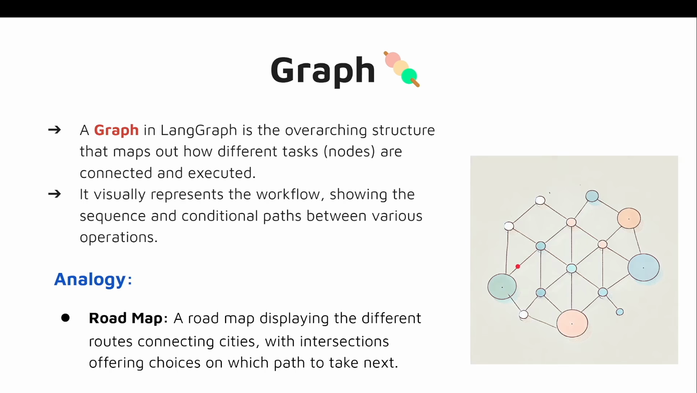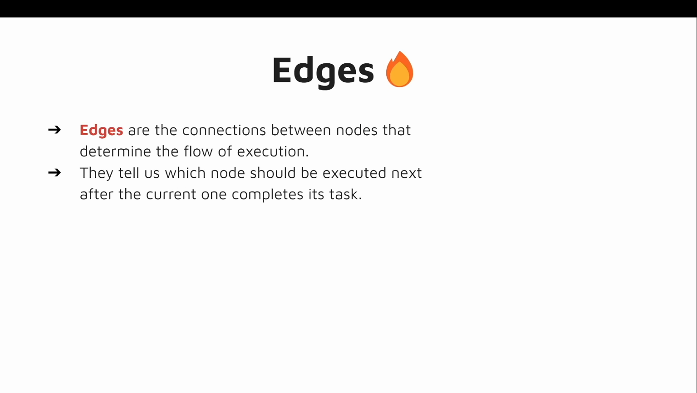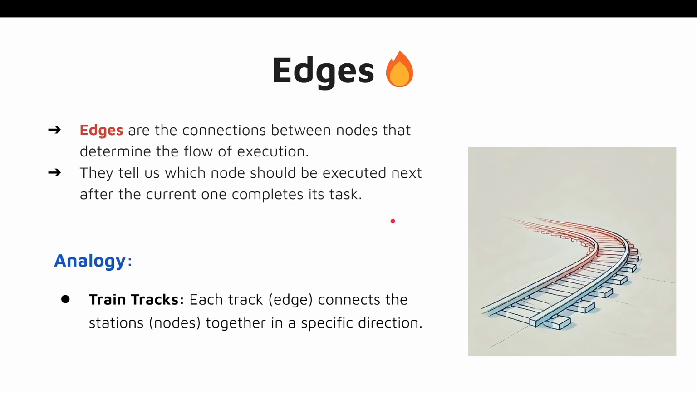That brings us to the next element, edges. Edges are just the connections between nodes, and these determine the flow of execution. They tell the application which node should be executed next after the current one completes its task. A really good analogy of this is imagining a train track. So this is the train track, and think of it as an edge. And think of it as connecting two stations, one here and one here, which represent nodes, together in a specific direction. Now the train, which will go on the train track, acts as your state. So the state gets updated from one station to another.